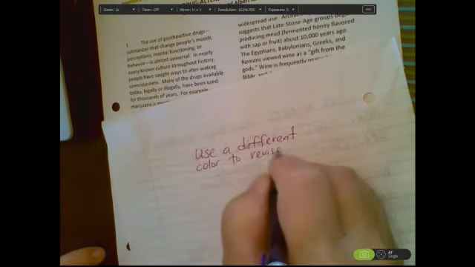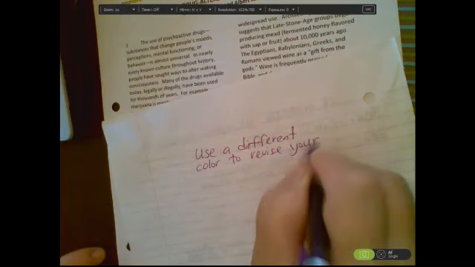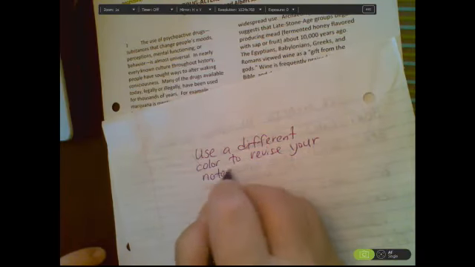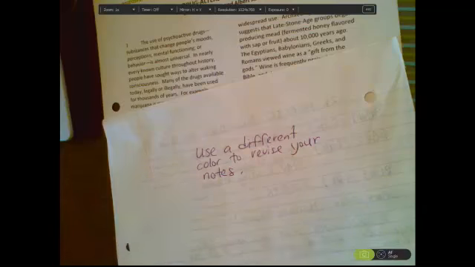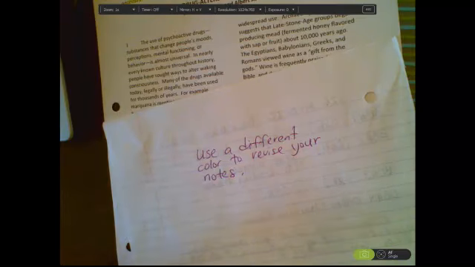To revise your notes, anytime you go over them another time, it's very helpful to make your revisions stand out with a different color. Also, when you submit them, that's going to show me that you've gone through this process.